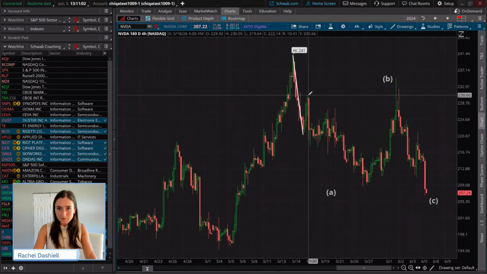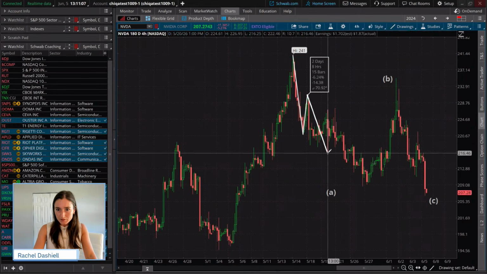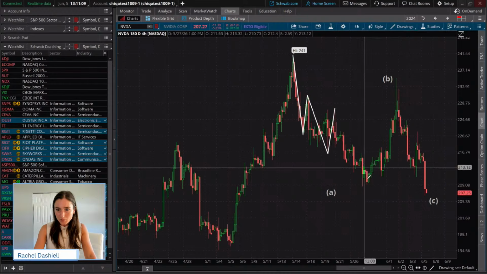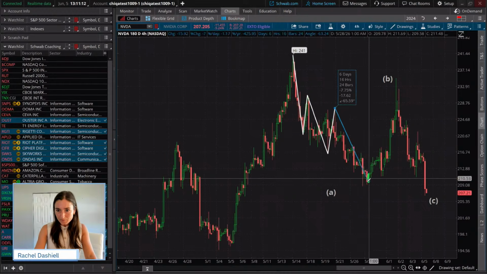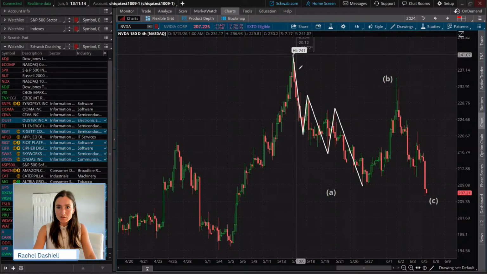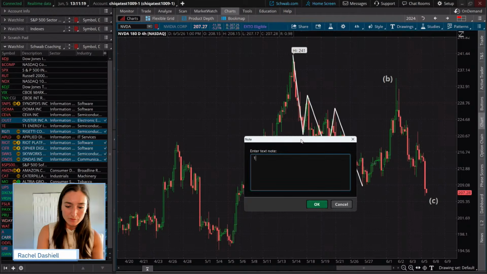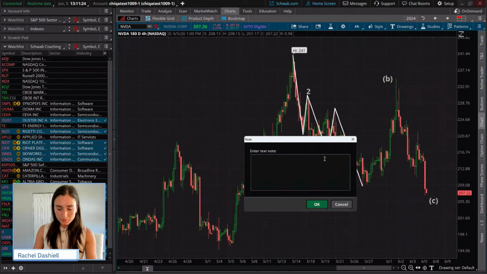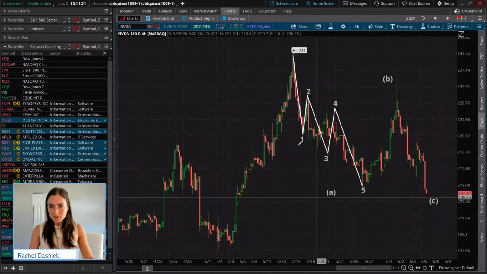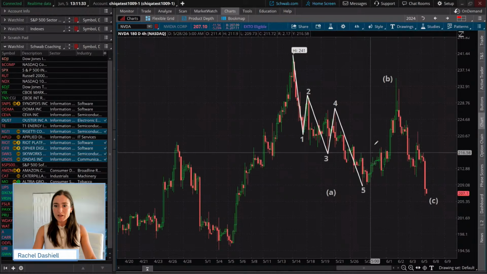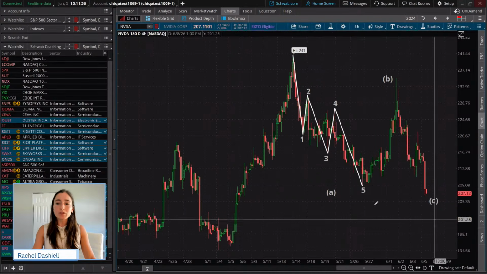So we have 1, we have 2, we have our 3, we have our 4, and we have our 5. Okay. So this is our wave 1. Here, I'm going to label these for you. So this is wave 1, wave 2, wave 3, wave 4, and here's your 5. Okay, so this is our 5, and then we'll have the 3 and then the 5. So we'll label it again.